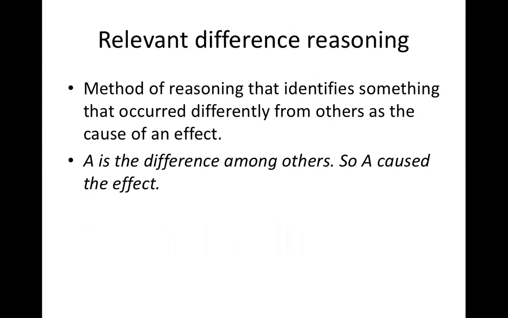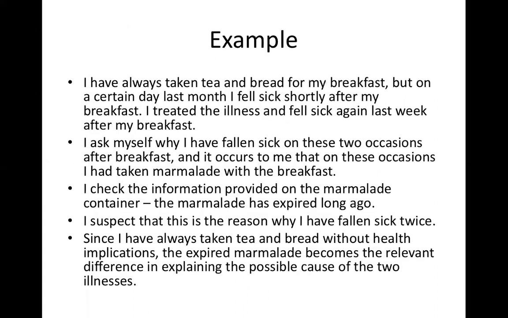This is a method of reasoning that identifies something that occurred differently from others as the cause of an effect. According to this method of reasoning, A is the difference among others, so A caused the effect. Now, this is an example.